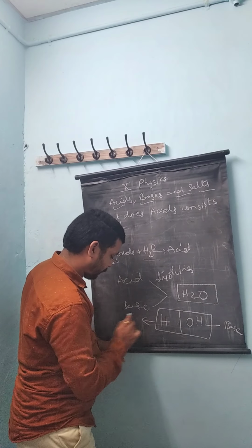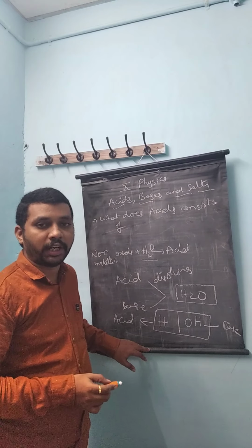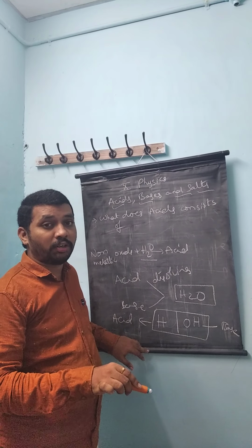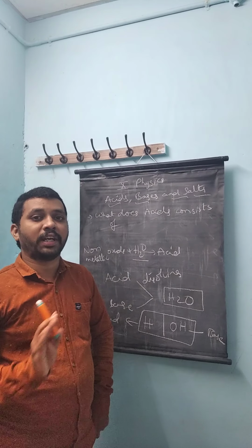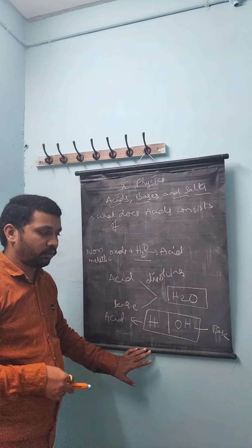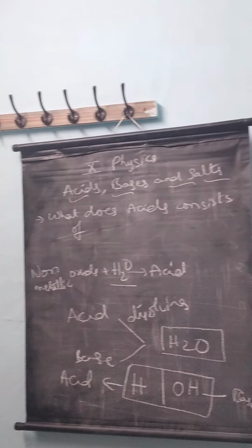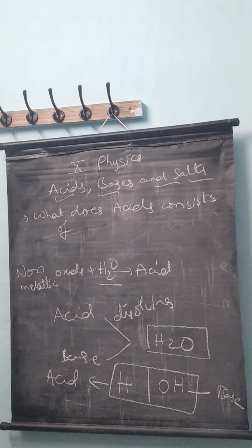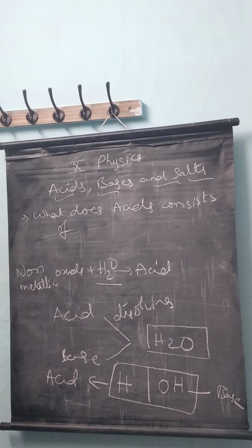That means the main component of acid is hydrogen, and it is also proved by the reaction of acid with metal, which produces hydrogen gas only. Okay, once go through this.